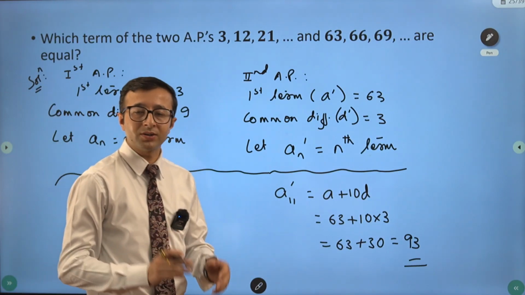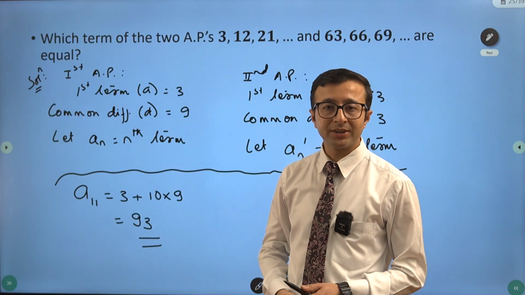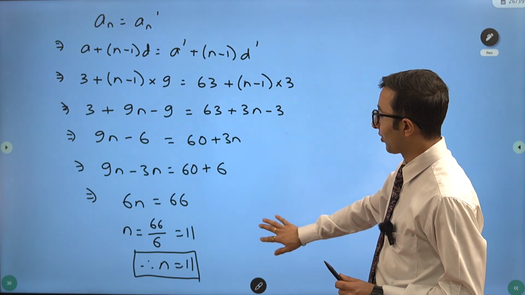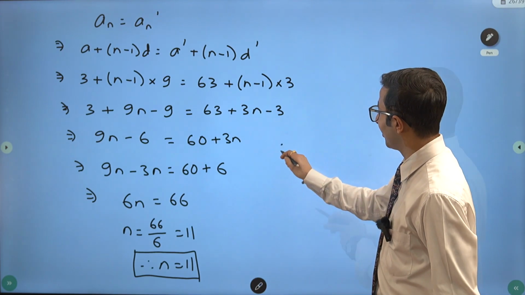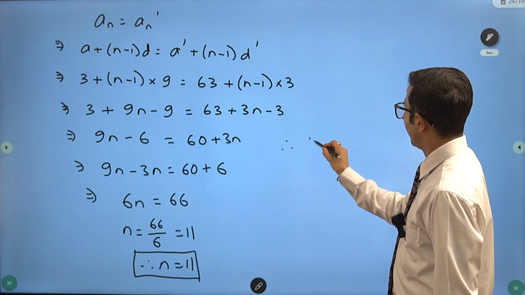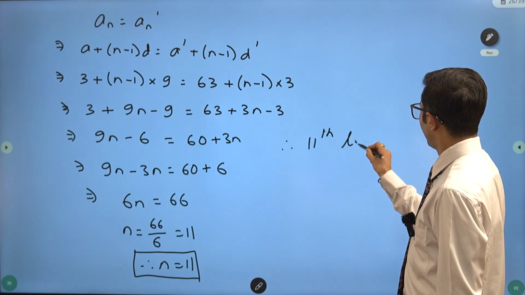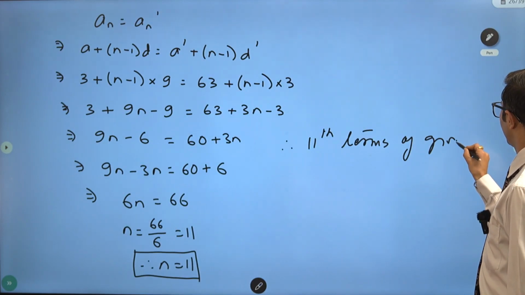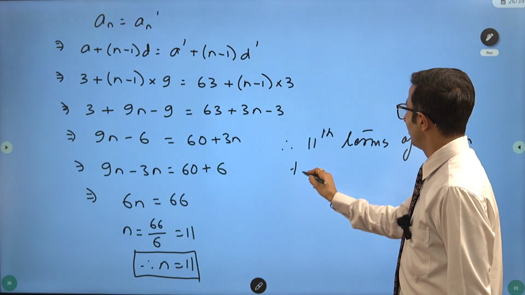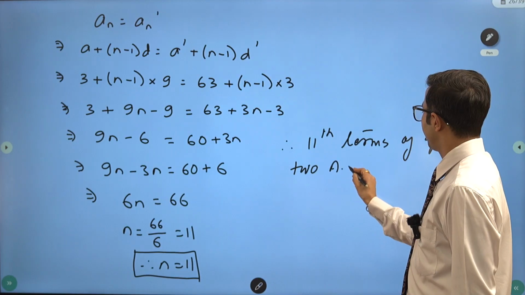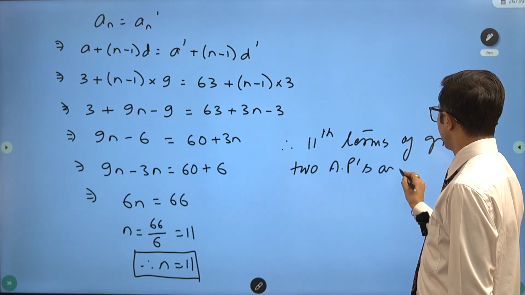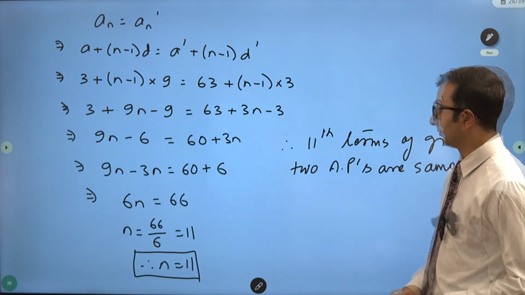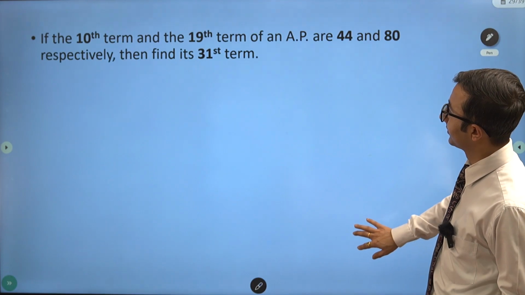This is one of the most important questions that we have seen in previous years from the chapter Arithmetic Progression. At the end, you have to write: therefore, 11th terms of the given two APs are same. This is the solution. Moving to the next.